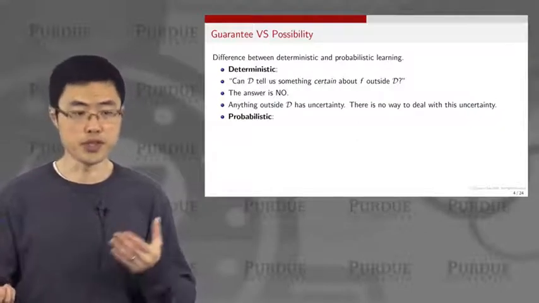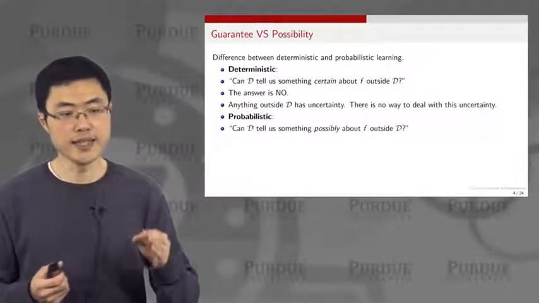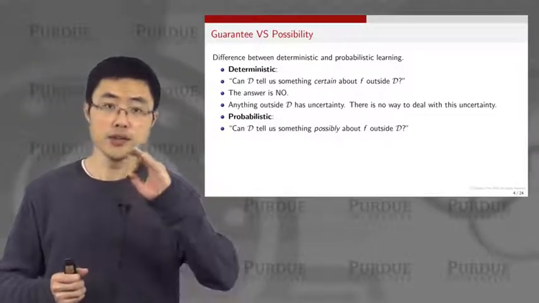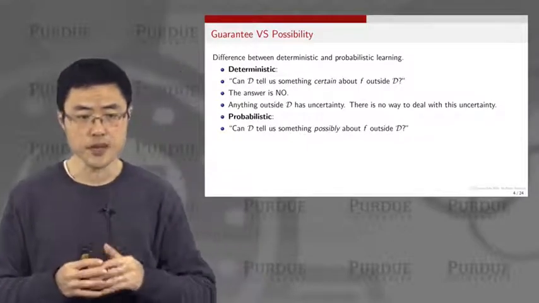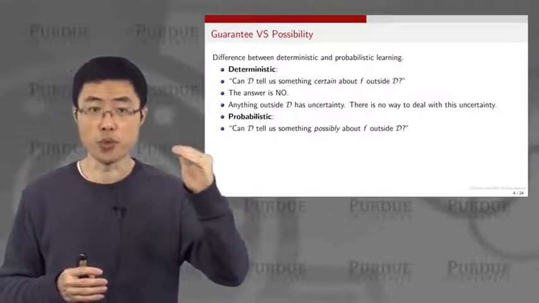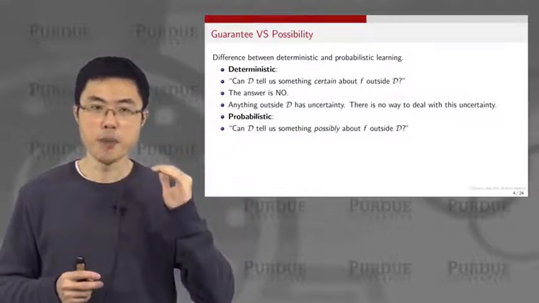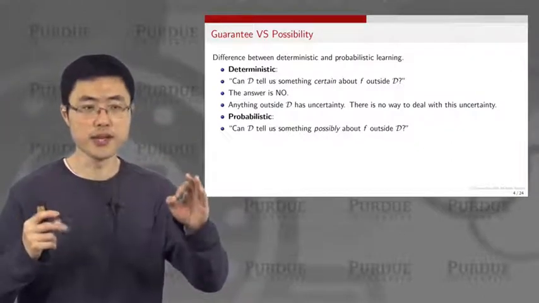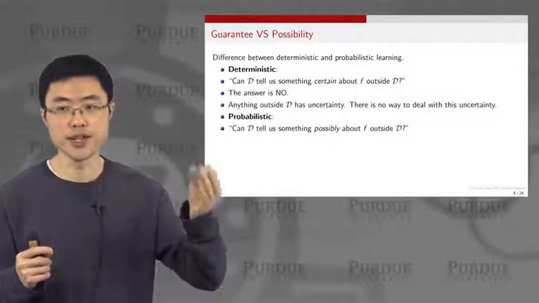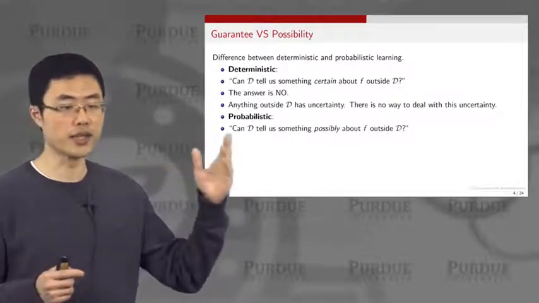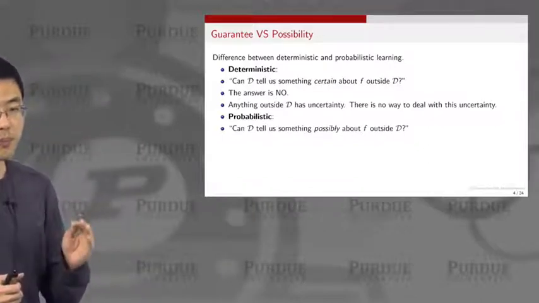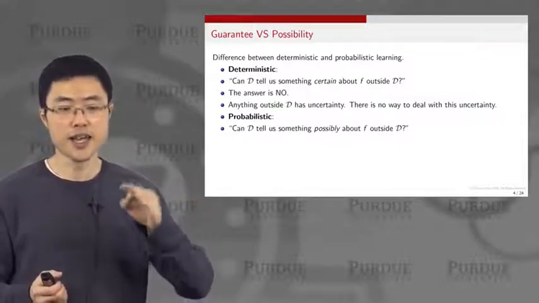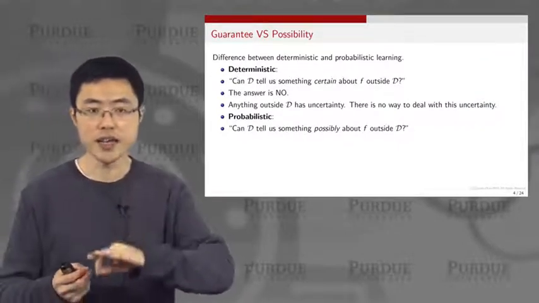Now, the probabilistic mode is doable because you ask, can D tell us something possibly about f outside D? Now, let's look at the difference between these two notions. Deterministic asks absolutely correct. The probabilistic framework asks possibly correct. The difference between the two is that in the deterministic case, I want to make sure that even the worst case scenario is also guaranteed. That's why it's called a guarantee scenario. The probabilistic situation says that I only want to make sure that the probability of having f outside D is small, or having a bad event is small.